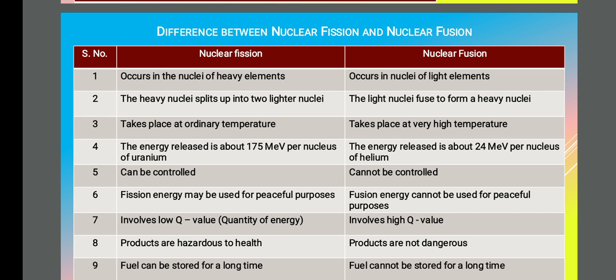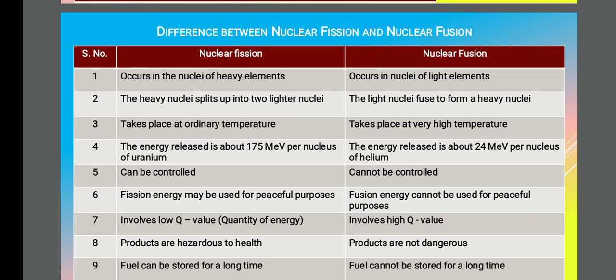I'll repeat the difference. The first one is that fission occurs in heavy elements, fusion in light elements. Here heavy nuclei split to light nuclei. Here light nuclei fuse to give heavy nuclei. Ordinary temperature, there high temperature. Energy is 175 mega electron volt, here it is 24 mega electron volt. Can be controlled, there it cannot be controlled. Here the fission reaction is used for peaceful purpose, and there it cannot be used for peaceful purpose.